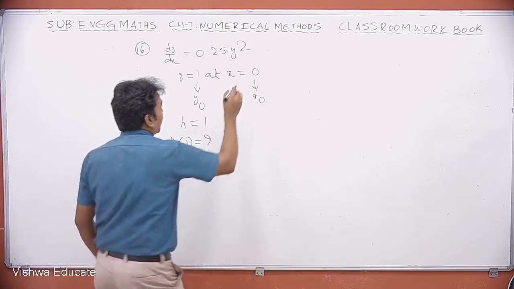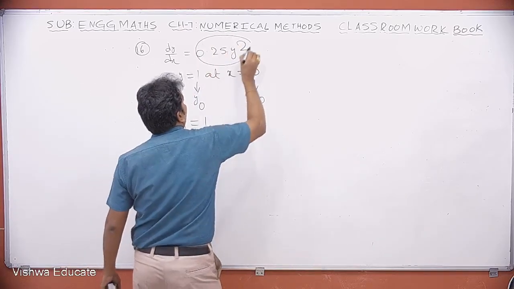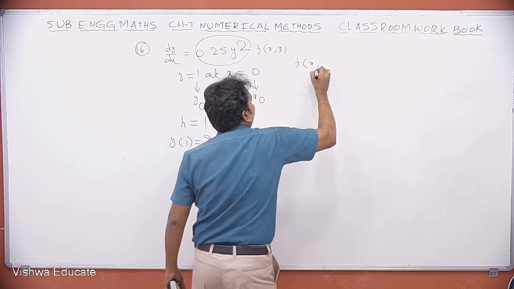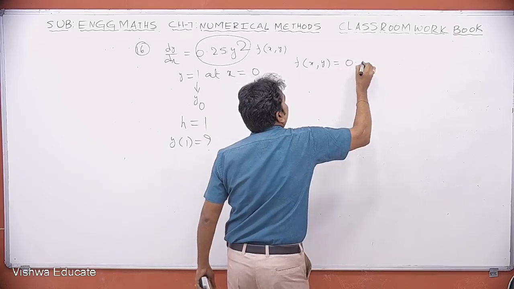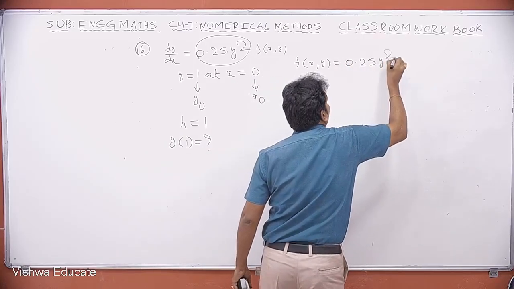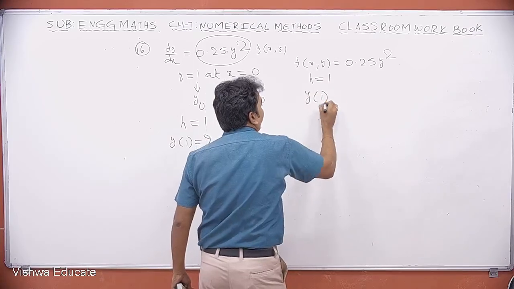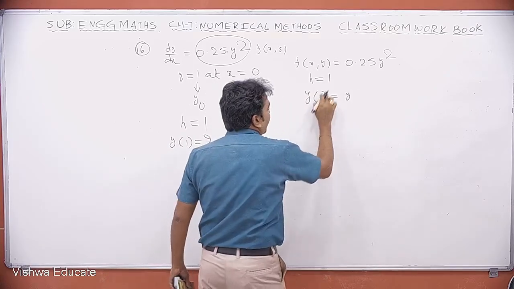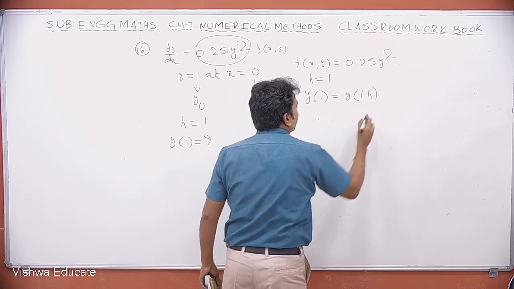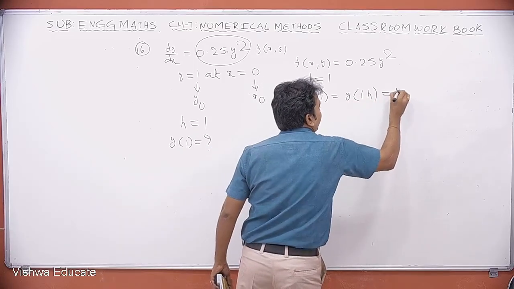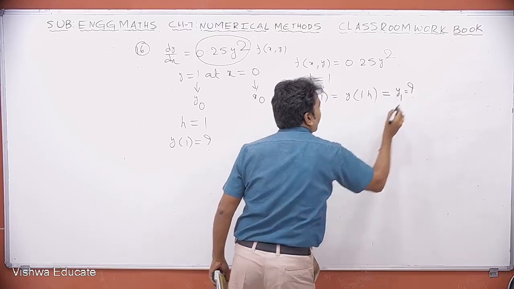Now this is the same as the previous model. This is f of x comma y. So here f of x comma y is 0.25 into y square. H value is 1. We need to find y of 1. This 1 we can write as 1 into h. So x can be expressed as a positive integral multiple of h. That means you need to find the y1 value.